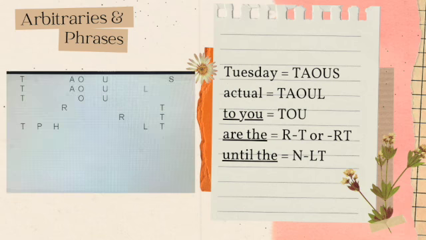Let's see on the left side its strokes. So this is how these arbitraries and phrases are written. So Tuesday is initial T, long U, final S. Actual is initial T, long U, final S. To you is initial T, vowel O, and U. Or that's initial R and final T, or it could be final R and T. And another is until the, initial N, final L, T.